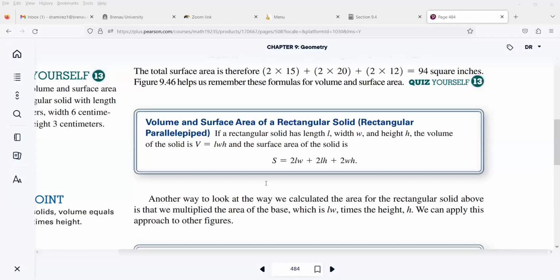Another way to look at the way we calculated the volume for the rectangular solid above is that we multiply the area of the base, which is length times width, times the height h. We can apply this approach to other figures.